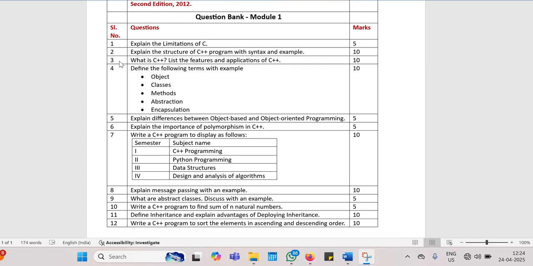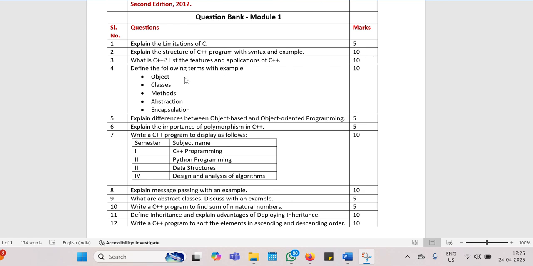The third question is what is C++? List the features and applications or benefits of C++. This is also asked for 10 marks. So you have to tell here what exactly the C++ language is and what are the features of it which makes it different from C, and where are the applications of C++. So this is also asked for 10 marks.